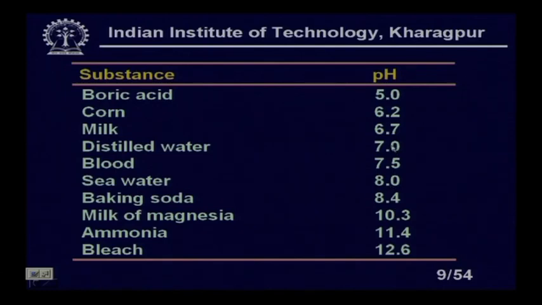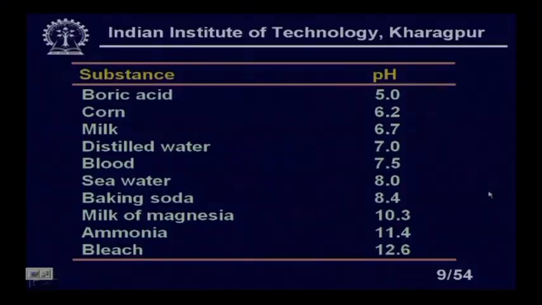Now, if it crosses 7, then it becomes alkaline. Blood 7.5, as I told you, its range lies from 7.35 to 7.4 or 7.5. So, we have given the value 7.5, right. Sea water is alkaline, it is 8, baking soda 8.4, milk of magnesia 10.3, ammonia 11.4, okay, quite highly alkaline. You can say bleach is even higher, it is 12.6, right. This is the range of the pH values for the different commonly used substances.